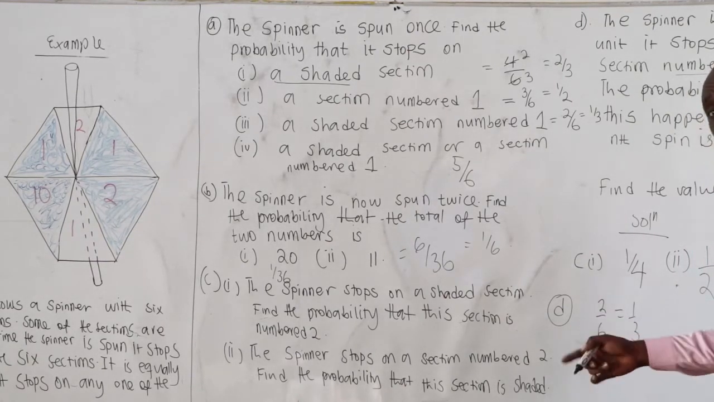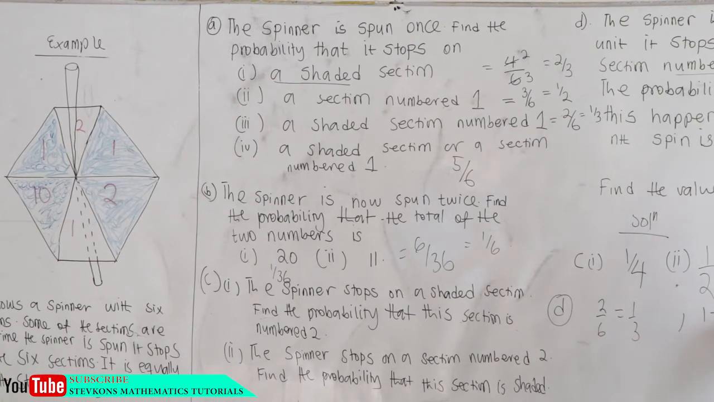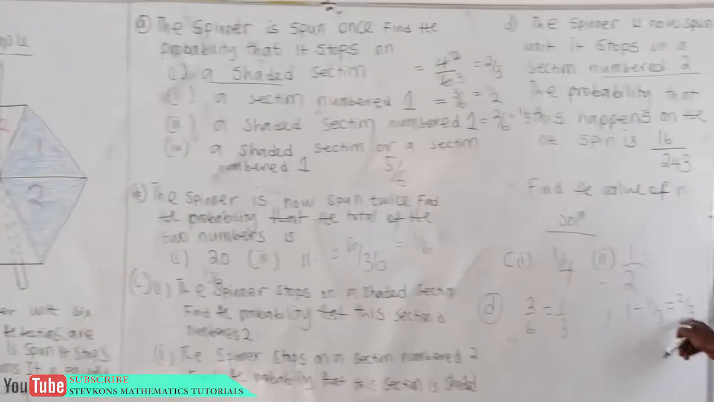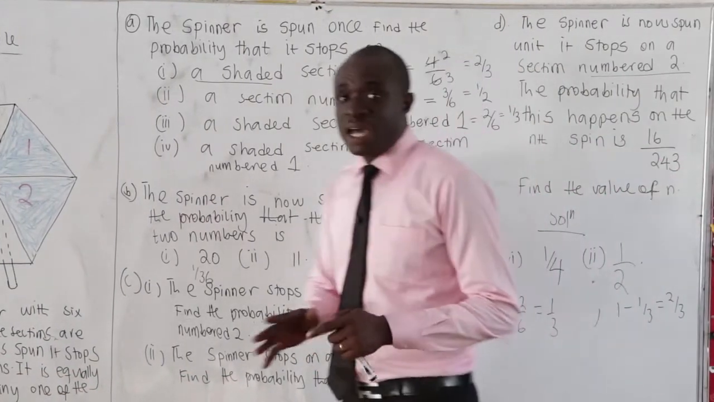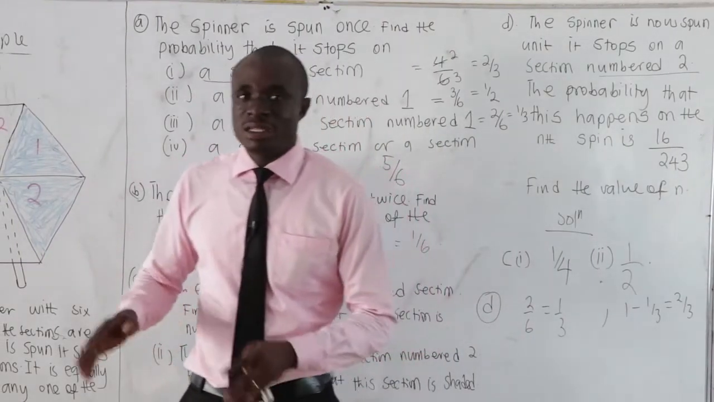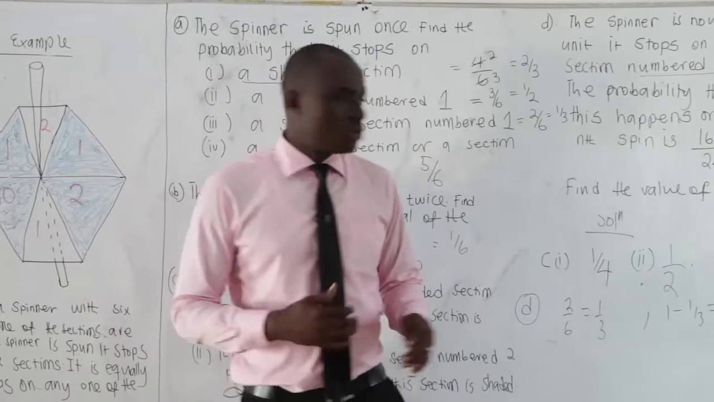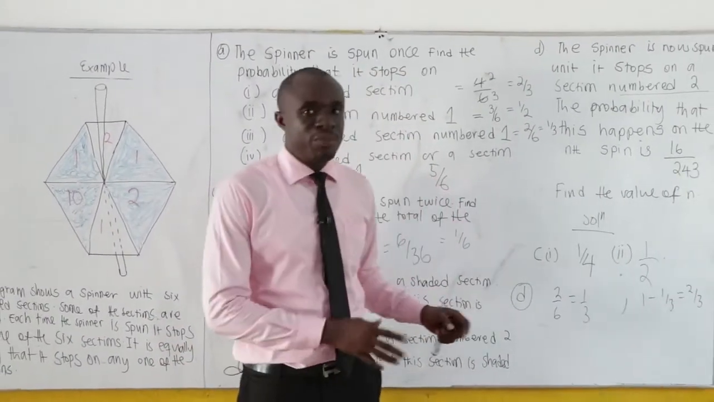Now, if it does not stop on 2, then it is 1 minus 1 over 3, which will be 2 over 3. That is the probability that an event happens plus the probability that an event does not happen is equal to 1. So in this case, we want to consider the instance where it is not happening.